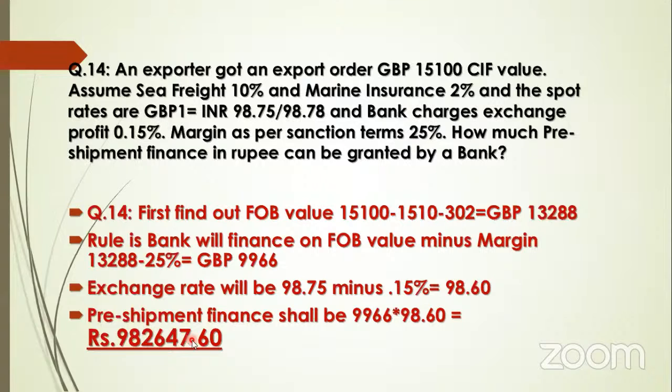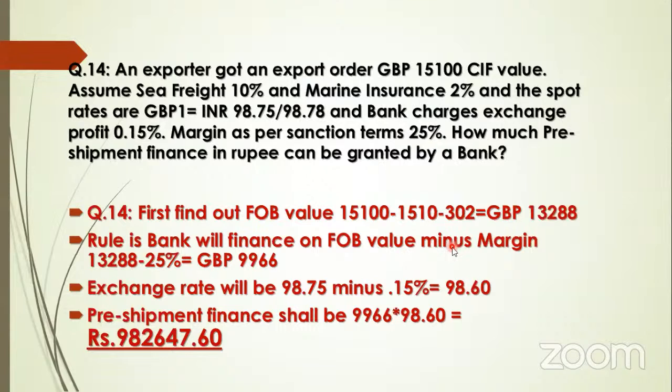Now how many of you understood the steps? So the minus, the profit shall be deducted from the buying rate. Yes, this is exporter numbers. Exporter means bank profit will be minus. Okay. Why this minus? What is this minus?